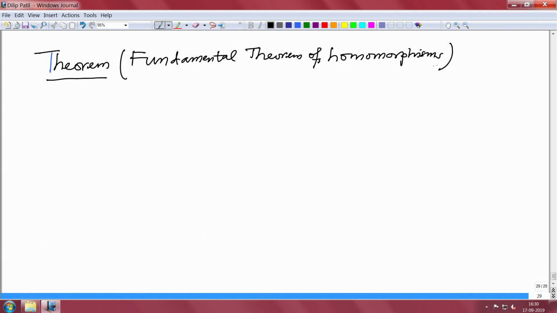This is usually written in the first books on rings, but I must mention this is actually proved by Noether. These are also called Noether's theorem. Okay, so what is it?